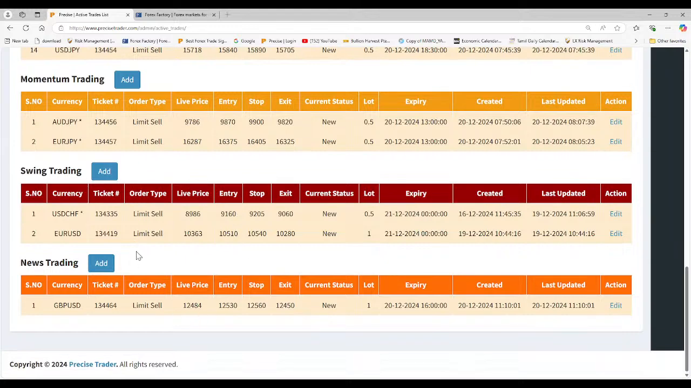Then we also have a news trading signal, which is selling at 12530 and exiting before 12450 or 12460 or 80. So this should be your sell call, and the expiry is 1600 hours.